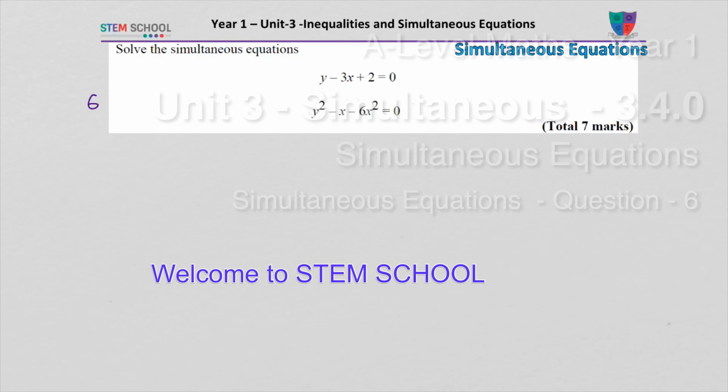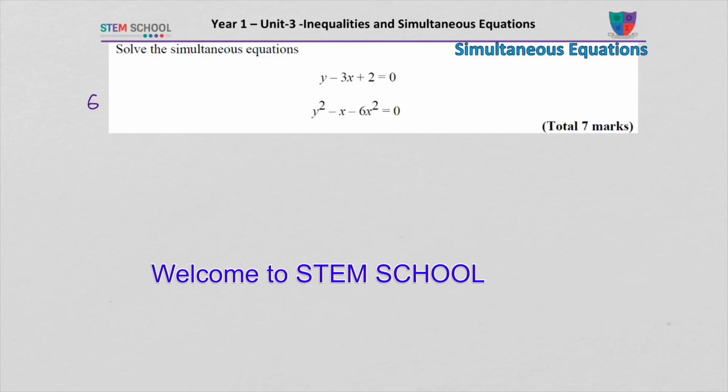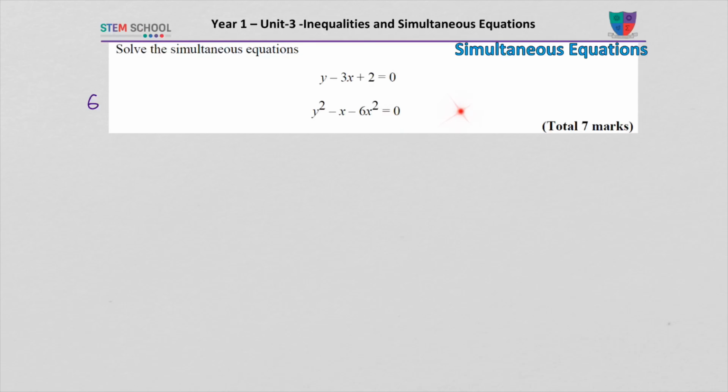Question 6. We need to solve the simultaneous equation. First of all, we need to label that equation 1 and equation 2. That's equation 1 and that's equation 2. Now I need to make y the subject so I can substitute y into equation 2.